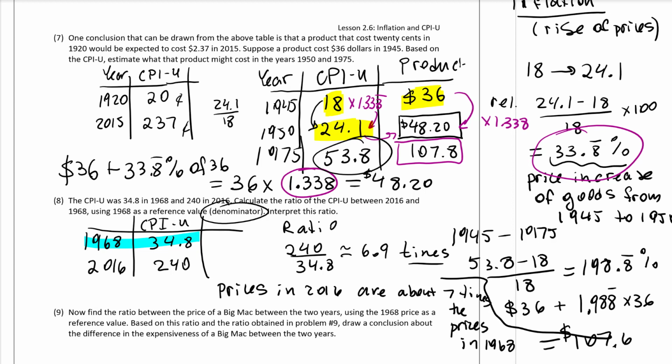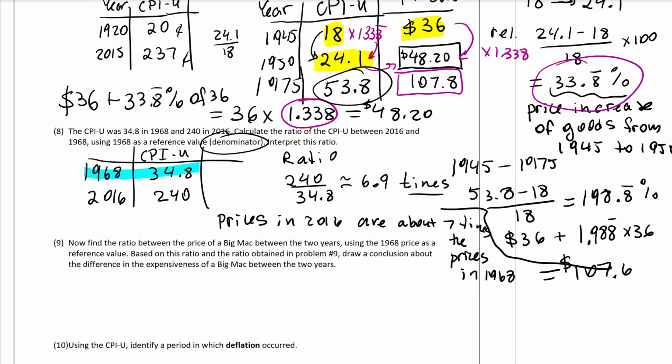You understand? Using the nominal value, just the numbers themselves, to buy the same thing, now you need much more money. All right, so you need $240 to buy the same thing that you needed only $34.80 in 1968. Now let's look at the Big Mac and revisit our question in terms of comparing the prices. From that first original information about the Big Mac, which we were not able to answer, now we can.